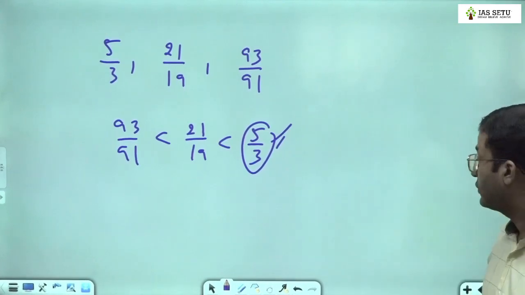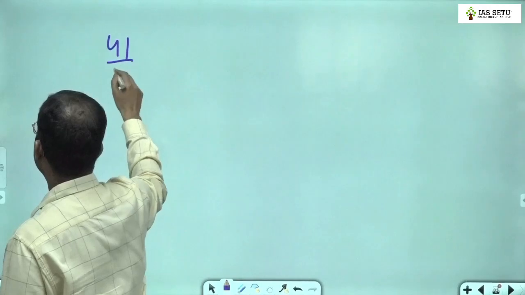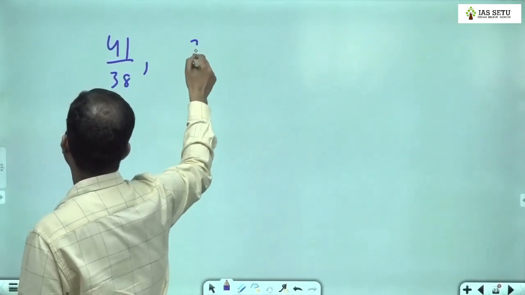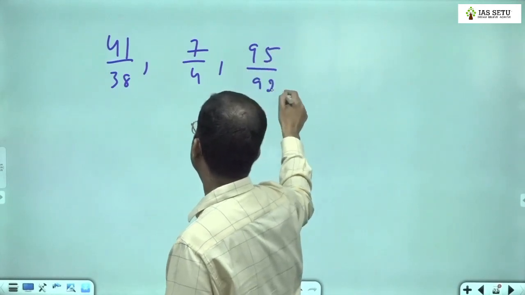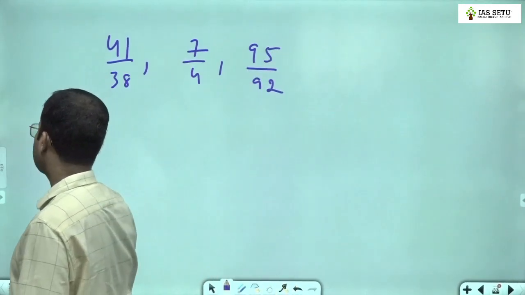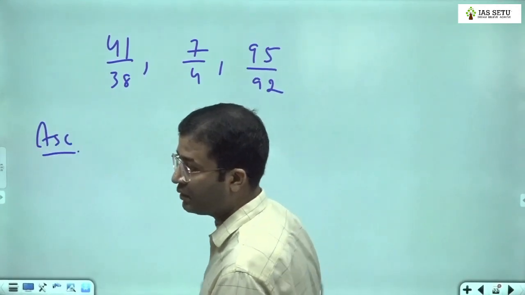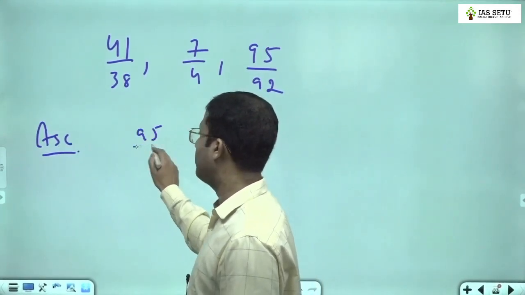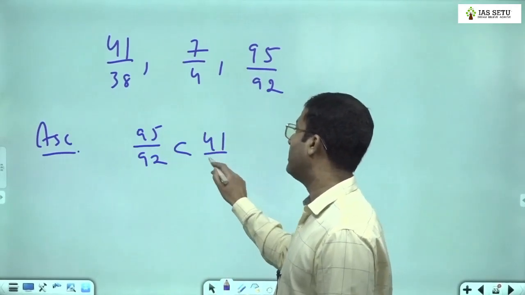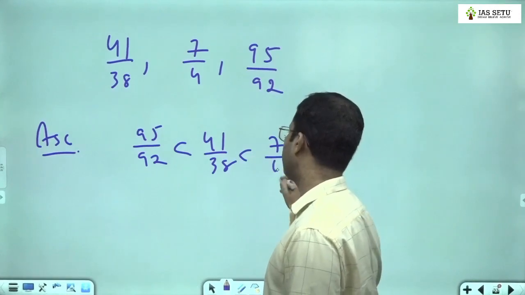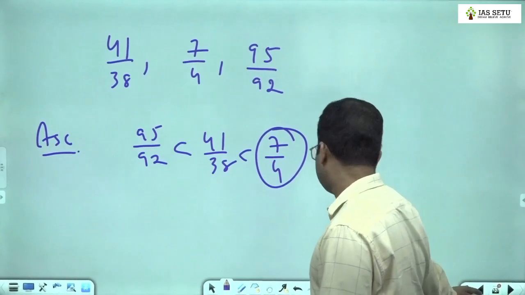Next. Take your time. 41 by 38, 7 by 4, 95 upon 92. You have to arrange these 3 fractions in ascending order. Which one is the smallest? Today 95 by 92. Today 41 by 38, 7 by 4.